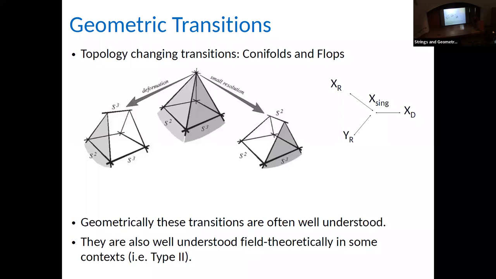Really, and this was actually relevant in Wadi's talk as well, there's always a trio of manifolds in play for any conifold singularity, because we can do two different small resolutions that are connected by a flop. I've denoted those here as X and Y, with the singular one in the middle, and the deformation side of a conifold on the right here. Geometrically, for Calabi-Yau threefolds, these transitions are very well understood and have been for many years. They are also well understood field theoretically in some contexts, specifically the work of Strominger et al. In type II, we have a very beautiful field theoretic understanding of these topology changing transitions as a Higgs branch change in field theory.